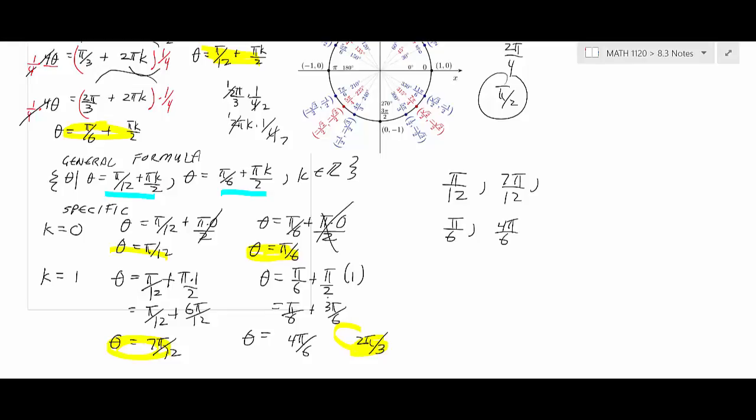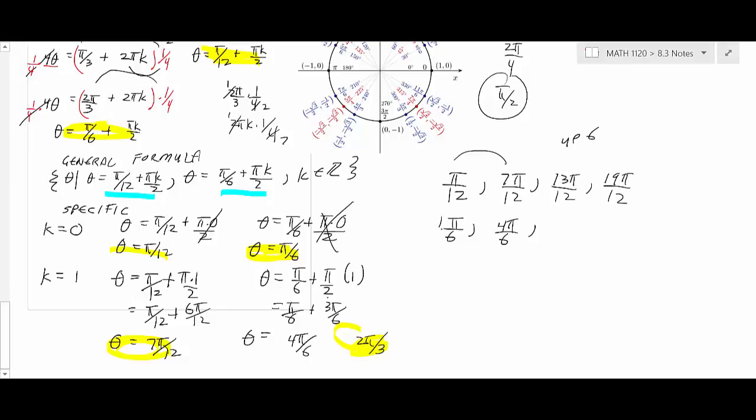All you got to do is count them out. What do you think's next? 1 pi, 7 pi, what's next? We're going up by 6, aren't we? So the next one's going to be up 6, so that's going to be 13 pi over 12. Agreed? 7 plus 6 is 13. 1 plus 6 is 7. Then what's the next one in your head? 19 pi over 12. You see what I'm doing? All I'm doing is I'm adding 6 pi over 12 to it.